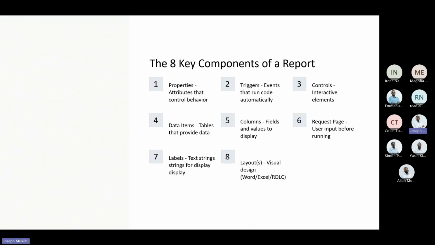Now some of the components of the report. We have properties, which are attributes that control the behavior of the report. We have triggers, like OnAfter, OnPreReport or something like that. Those are events that run code automatically based on the event that has happened. Then controls.